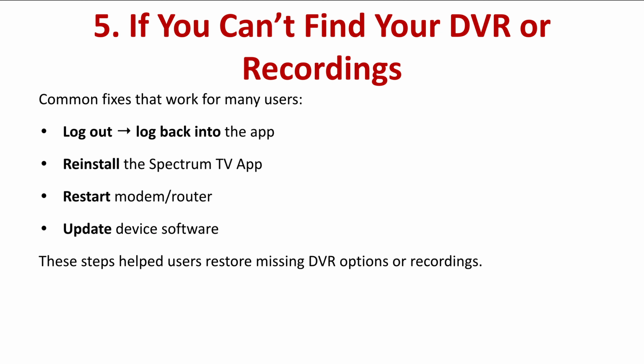So if you can't find your DVR or recordings, here are common fixes that work for many users. Log out, then log back in to the app, reinstall the Spectrum TV app, restart your modem or router, and update your device software. These steps help users restore a missing DVR option or recordings.